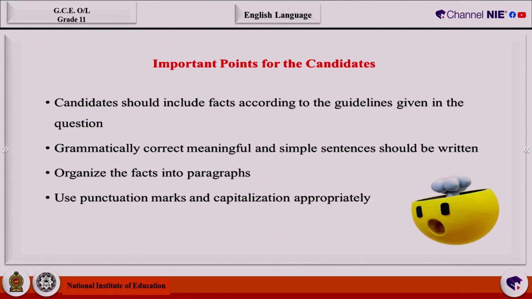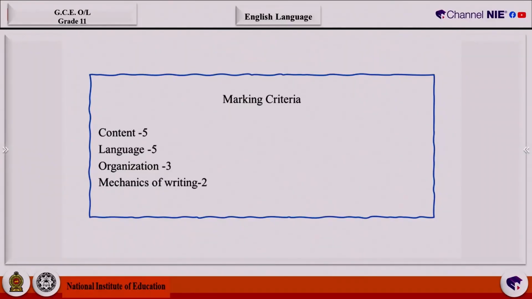So let's talk about your marking criteria. For your speech, for your essay, or for the article, the dialogue or the story, this is how your marks will be given. For content, 5 marks. Language, another 5 marks. Organization, 3 marks. And for mechanics of writing, you will be given 2 marks.